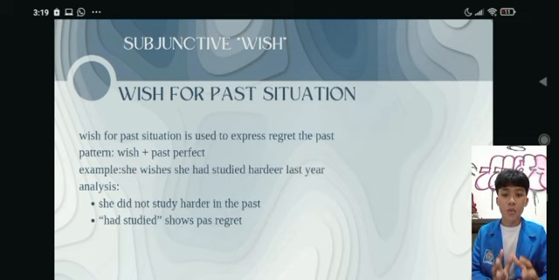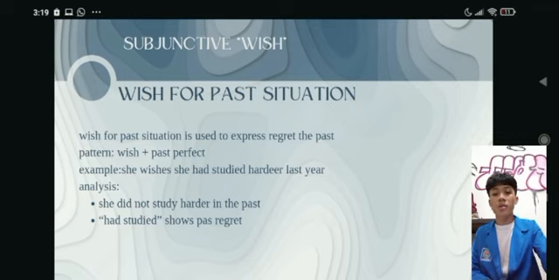Wish for past situation. Wish for past situation is used to express regret about the past. The pattern is wish plus past perfect. And the example is: she wishes she had studied harder last year. And from that analysis, first, she did not study harder in the past, and the second, had studied shows past regret.